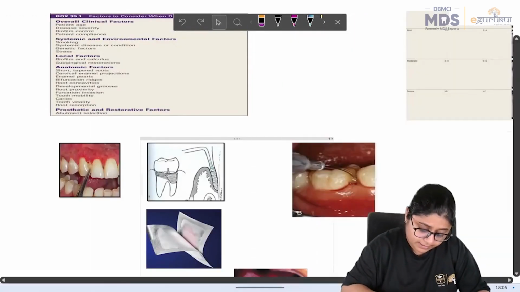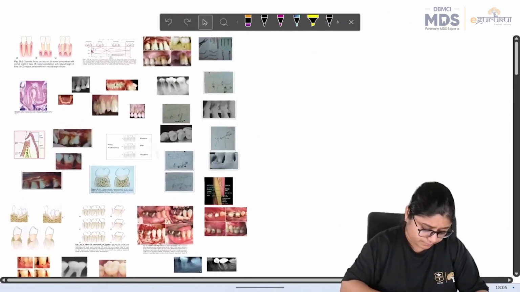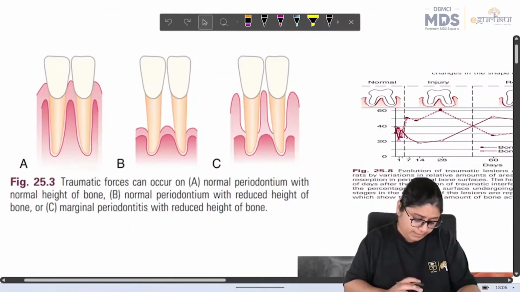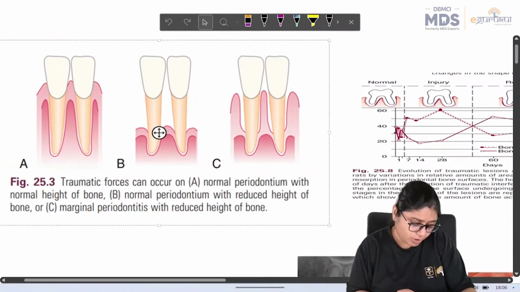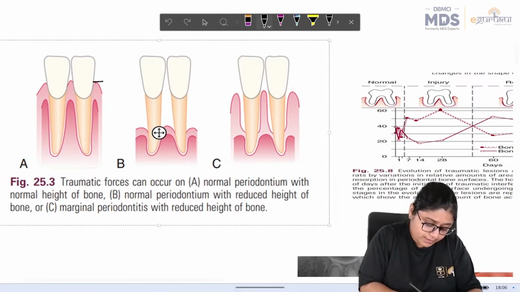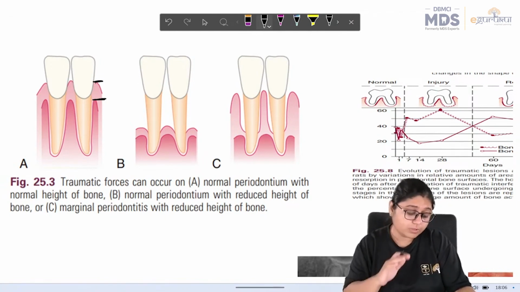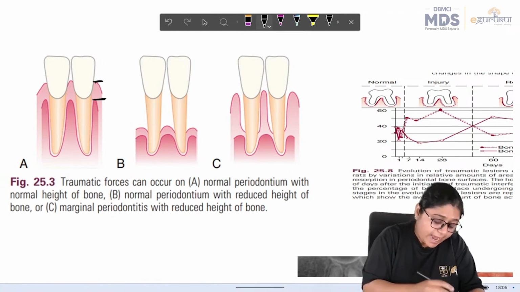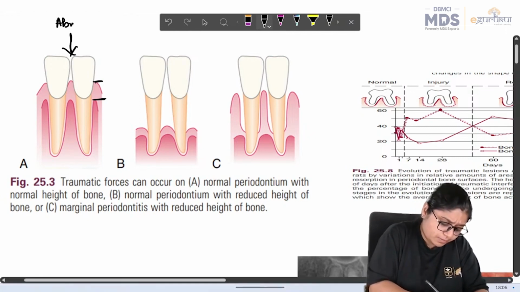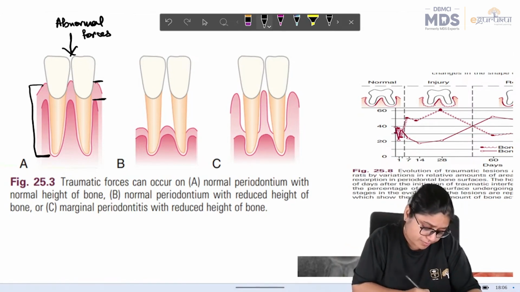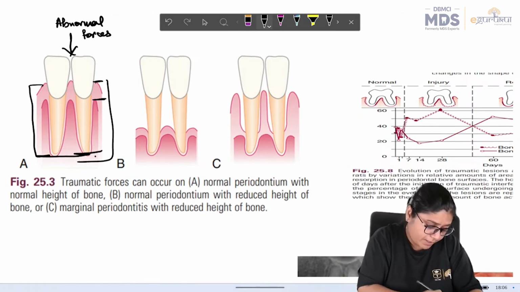Let me show you diagrammatically what changes are occurring. Here you can see the periodontium is normal. The gingiva is completely normal. There is no periodontal pocket formation. The alveolar bone is completely healthy, the normal height and normal alveolar bone condition. So abnormal forces acting on a normal periodontium will lead to primary trauma from occlusion.